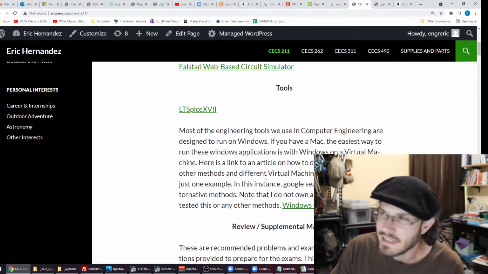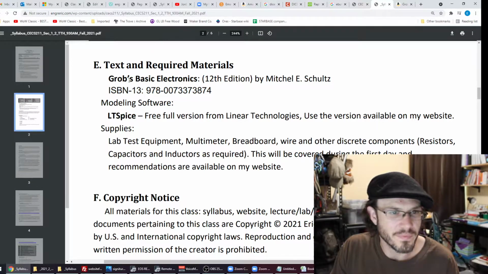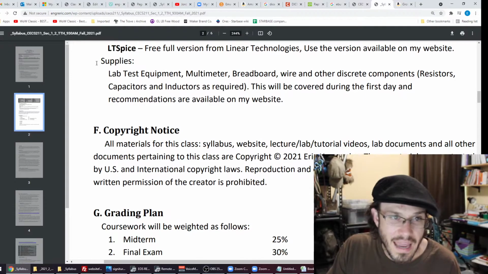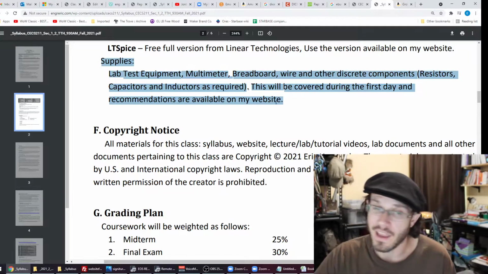Okay, so that takes care of the software. Let's go back to the syllabus. I will talk about lab supplies in a little bit. I'm going to save that for the very end.